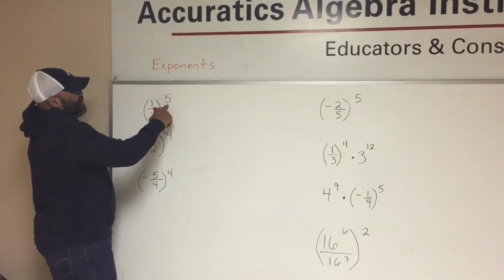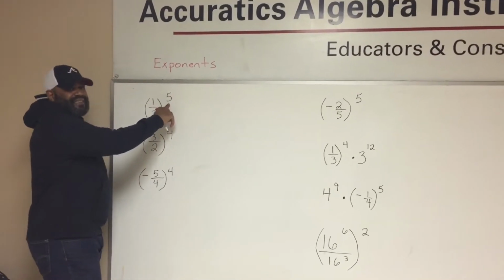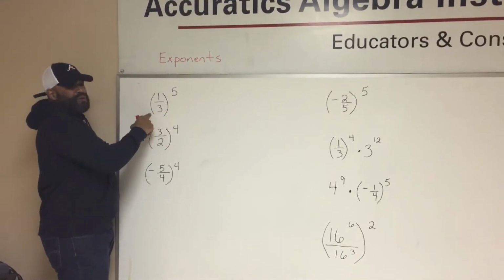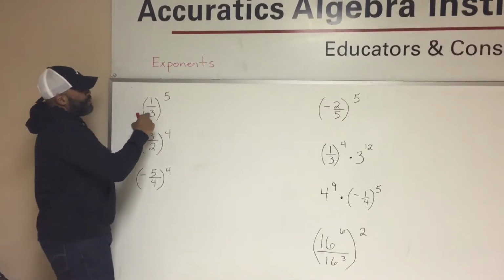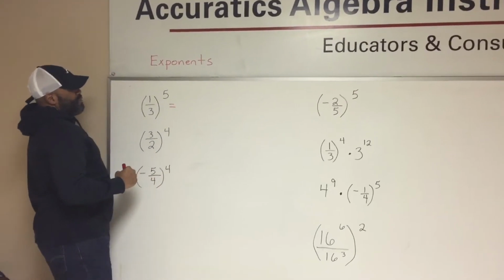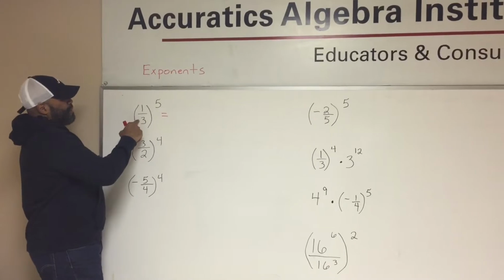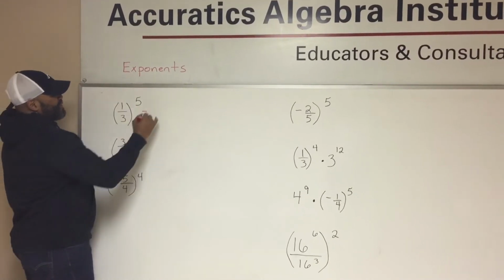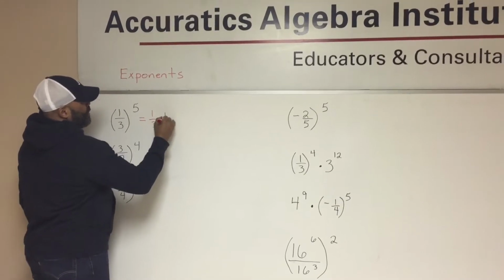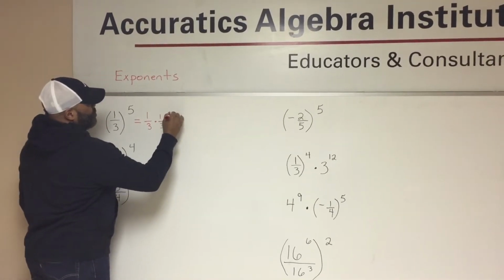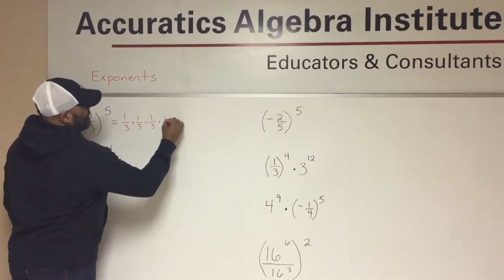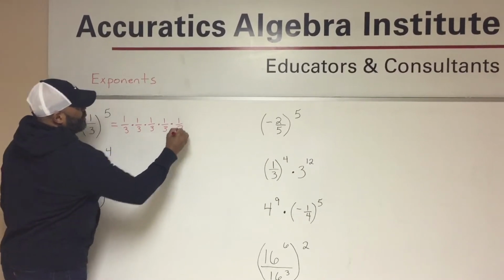Your exponent is a function of multiplication. And so the exponent simply tells you how many times you're going to write down the number that you see. In this case, we see 1/3, which is a fraction, numerator, denominator, to the 5th power. That simply means write that down 5 times. 1/3 times 1/3 times 1/3 times 1/3 times 1/3.